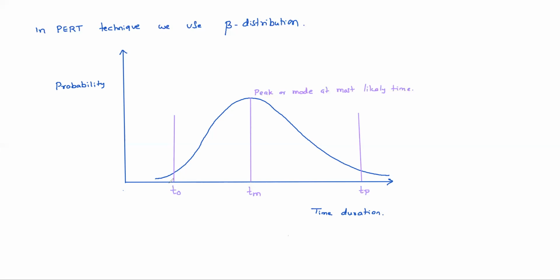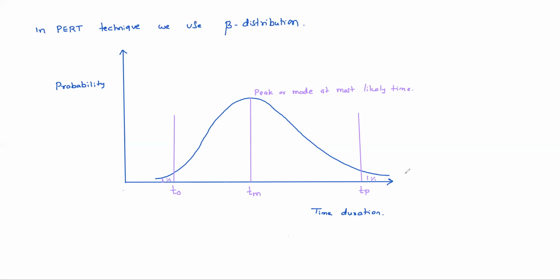Generally, see the left side of T naught only 1% area will be there. Right side of TP also generally 1% area will be there. That means in between T naught and TP, 98% area will be there. You know, under any probability distribution, total area must be 1. That means 100%. That means here 1% left side of T naught and 1% right side of TP.